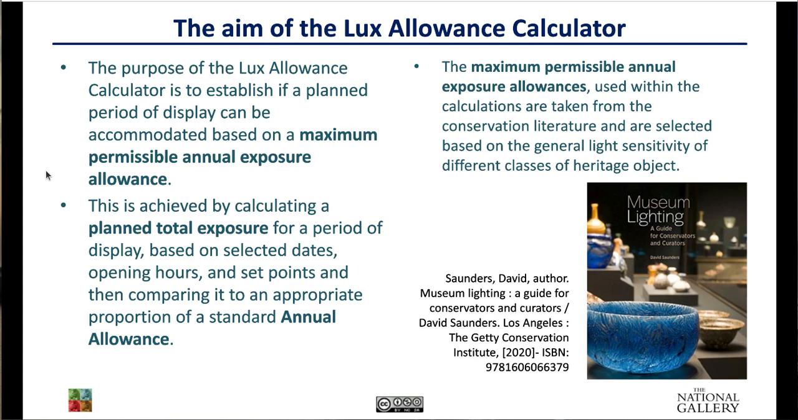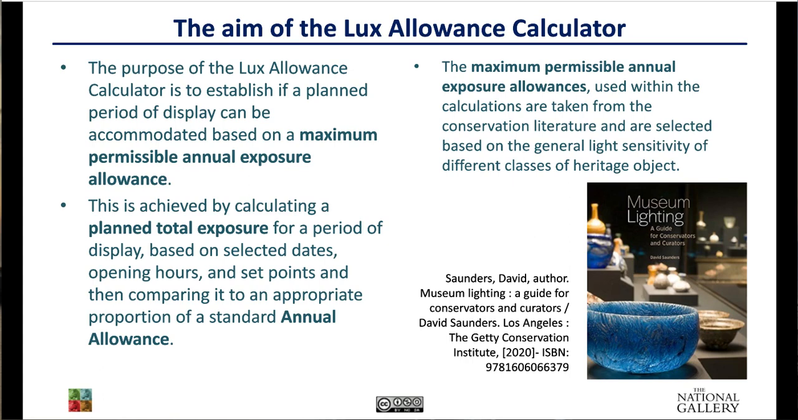Now, the purpose of the Lux Allowance Calculator is to establish if a planned period of display can be accommodated based on a maximum permissible annual exposure allowance. So instead of just saying you can use 150 lux, you're fine, it's actually looking at the accumulative total of lux exposure based on the opening hours, the closures, the room closures, overnight levels, all sorts of things.